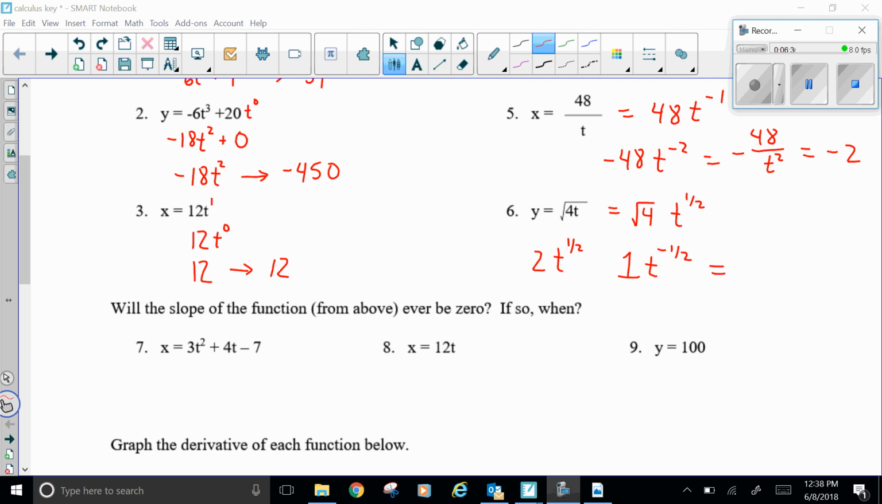So t to the -1/2 power, so I could have that as 1 over the square root of t, however you want to do that. Plug in the number 5 and I get my answer.